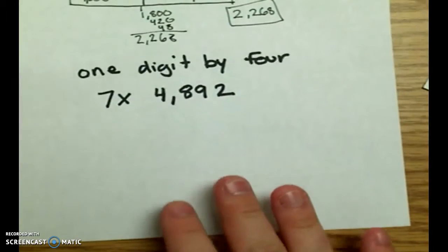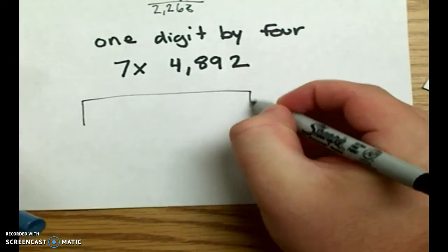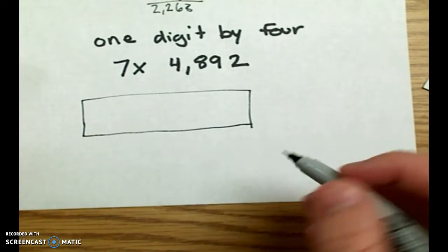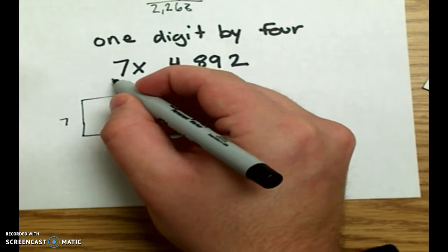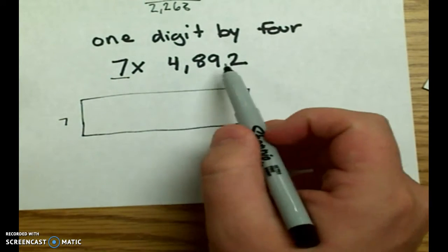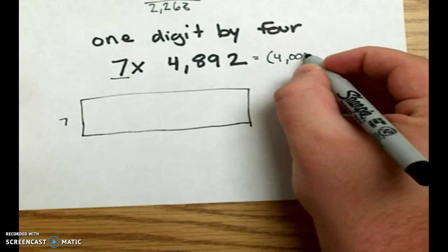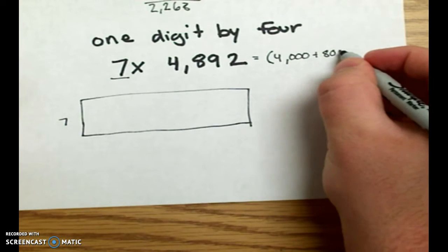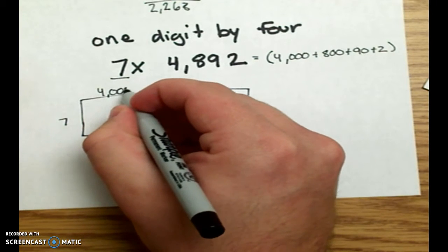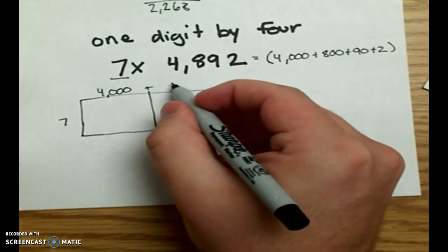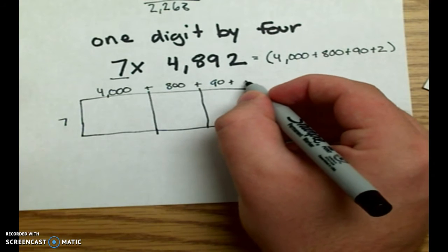We're going to go on to the 1 digit by 4 digit. So we draw a rectangle first like normal. I'm going to draw a little bit longer of a rectangle because I noticed I have a 4-digit number. We put the smaller digit over here as the factor. Then you decompose this into 4,000, because that's in my thousands place, plus 800 plus 90 plus 2. Then you write that over here. 4,000, and wherever you put a plus, you're going to draw a line. 800 plus 90 plus 2.